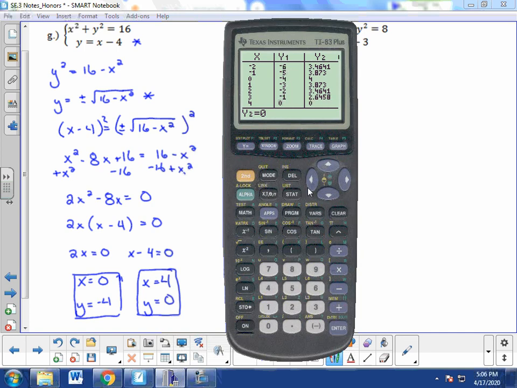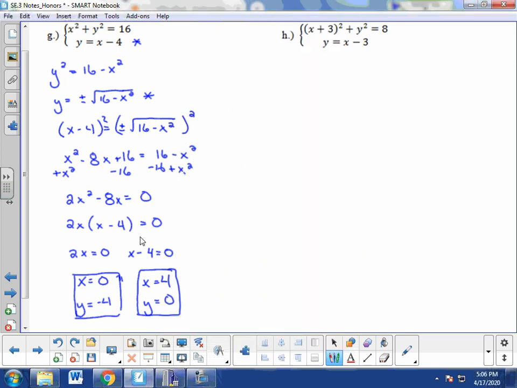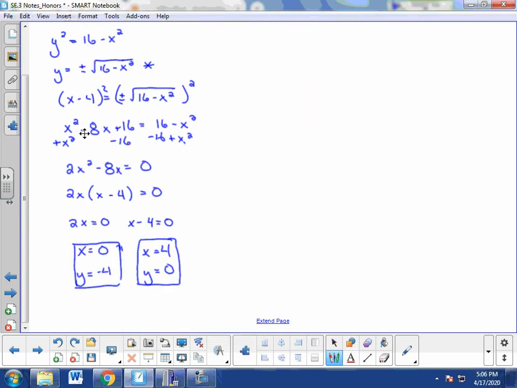But if you look on the table, where x equals 4, y does equal 0. And so the table is a good way to also check your answers. So there we have our two solutions. Our two solutions, if we put them as coordinates, would be (0, -4) and (4, 0).